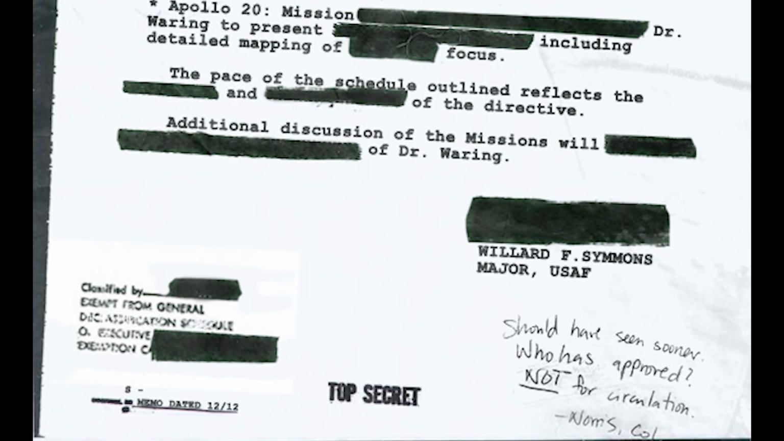If you have ever heard of a redacted document, this is what one might look like. The object of redaction is to obscure or remove text from a document prior to publication or release. This is from a public domain source, and I love the handwritten note in the lower right-hand corner. Should have seen sooner. Who has approved? Not for circulation. But, sir, it was redacted.